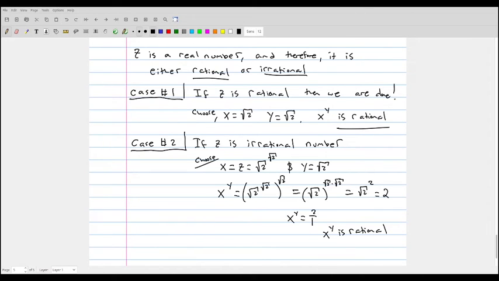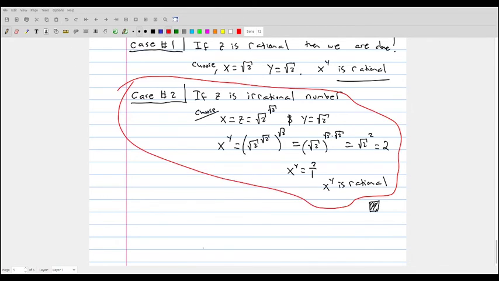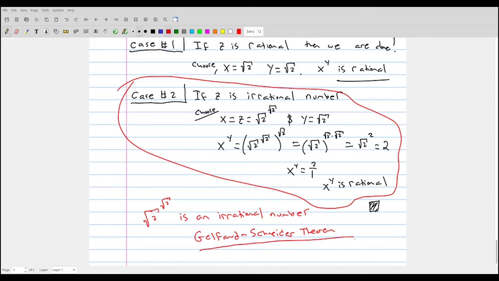And this concludes the proof in this example, because we've shown by cases, regardless of whether z is a rational number or an irrational number, in both cases you can find an x and a y that makes x to the y rational. Now it turns out that case 2 here is in fact the correct case, and the square root of 2 to the power square root of 2 can be shown to be an irrational number. This is called the Gelfond-Schneider theorem. But we don't actually have to know this theorem to do the proof by cases in this case.